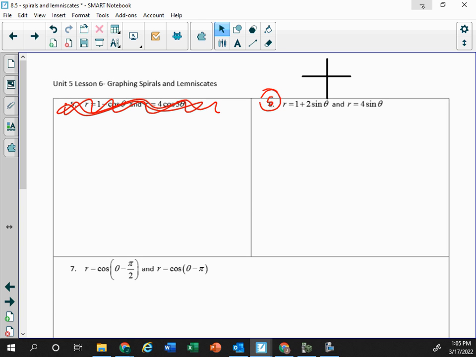If you're given r equals something and r squared equals something, I won't do that to you. They'll all be reasonable to solve.